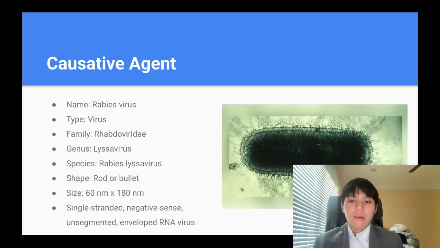The causative agent of rabies is the rabies virus, and it is a virus, obviously. They are a member of the Rhabdoviridae family, Lyssavirus genus, and the rabies lyssavirus species. The rabies virus is a bullet-shaped, single-stranded, negative sense, unsegmented, and enveloped RNA virus. Their typical size is around 60 by 180 nanometers.